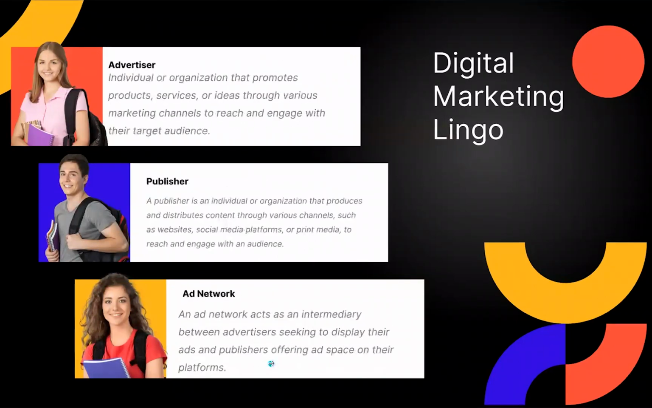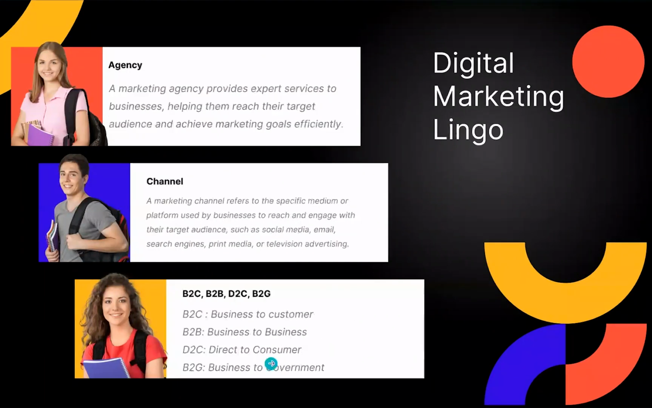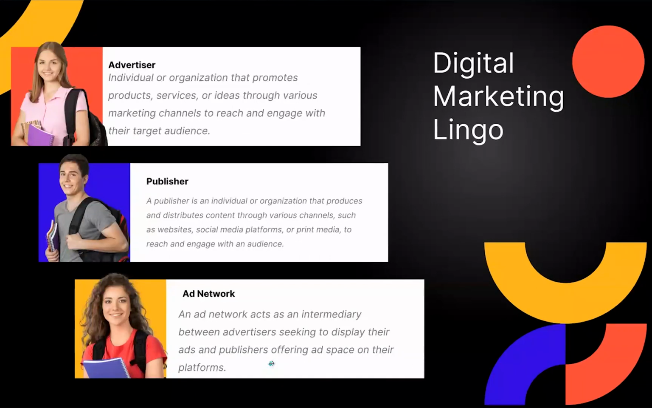So now let's talk about the landscape of marketing, right? In marketing, there are a few parties involved in the whole process. You know what I mean? So we have advertisers, we have publishers, we have ad networks, and then we have agency, we have channels and other stuff. So let's talk about the advertiser. An advertiser is an individual or organization that promotes a product, service, or idea through various marketing channels. So this is the person who is paying for their product or their ad or their business to be shown in front of their customers.